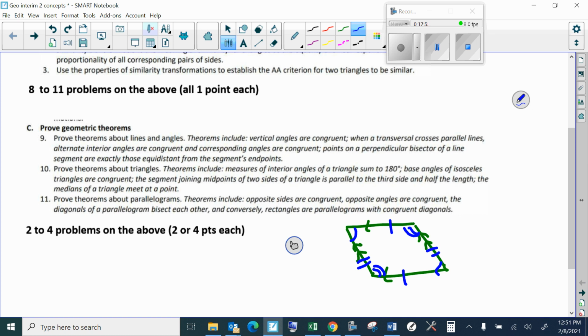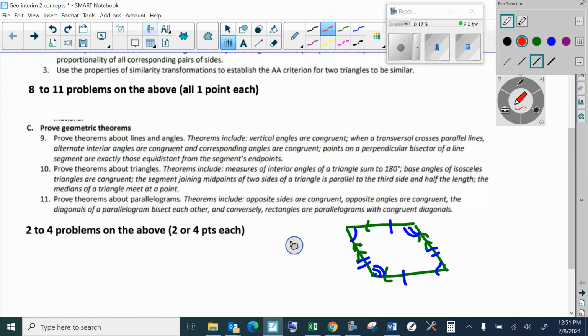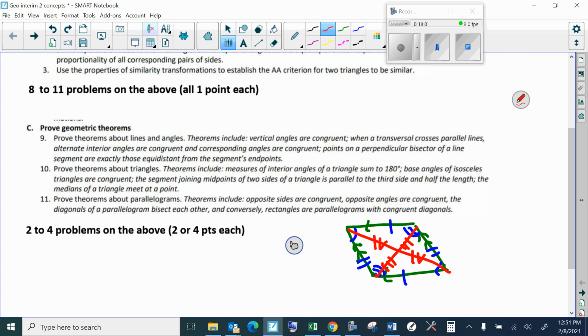The diagonals of the parallelogram bisect each other. Let's change the color. So this diagonal bisects the other diagonal. So that equals that, and that equals that. The diagonals bisect each other. And conversely, rectangles are parallelograms with congruent diagonals.